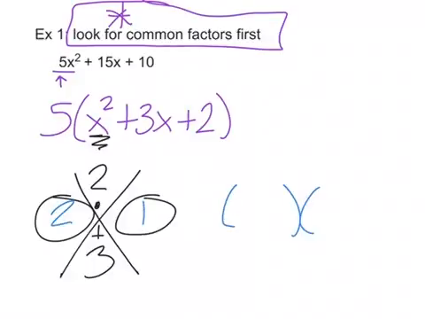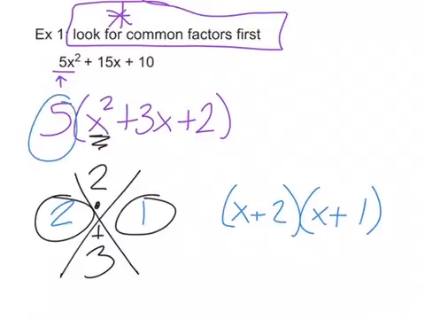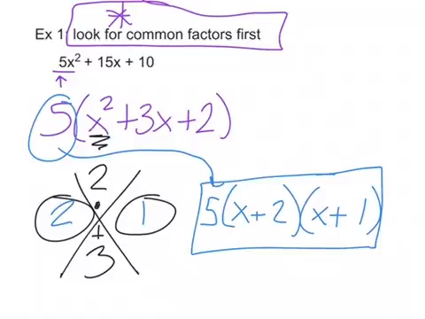So when I write my factors, I'm going to say x plus 2 times x plus 1. But I do have to take that 5 that I pulled out in front from the very beginning and put a 5 right there. So this would be my final solution.